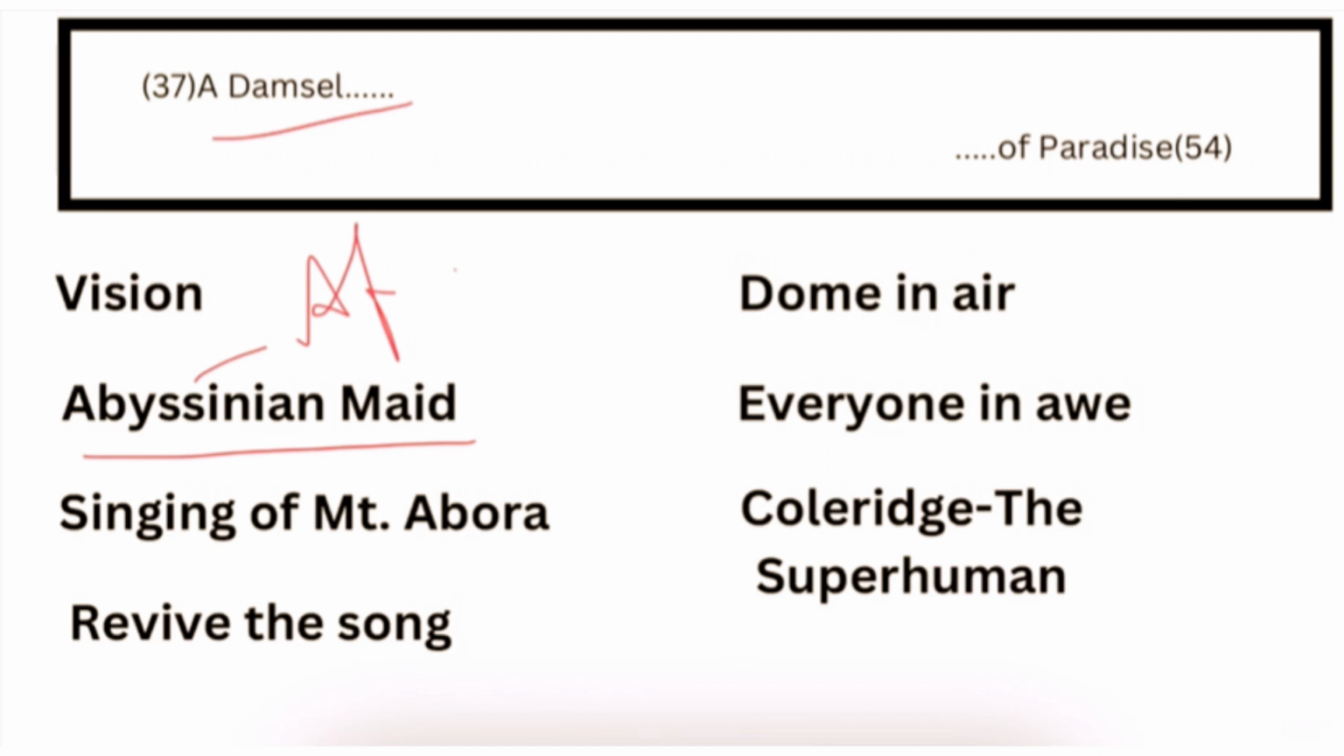This is all which Coleridge tells us in these lines, that if he can remember what that Abyssinian maid was singing, he's actually also regretting the fact that he cannot remember what else he saw in the vision because he was interrupted. So this was all from Kubla Khan.